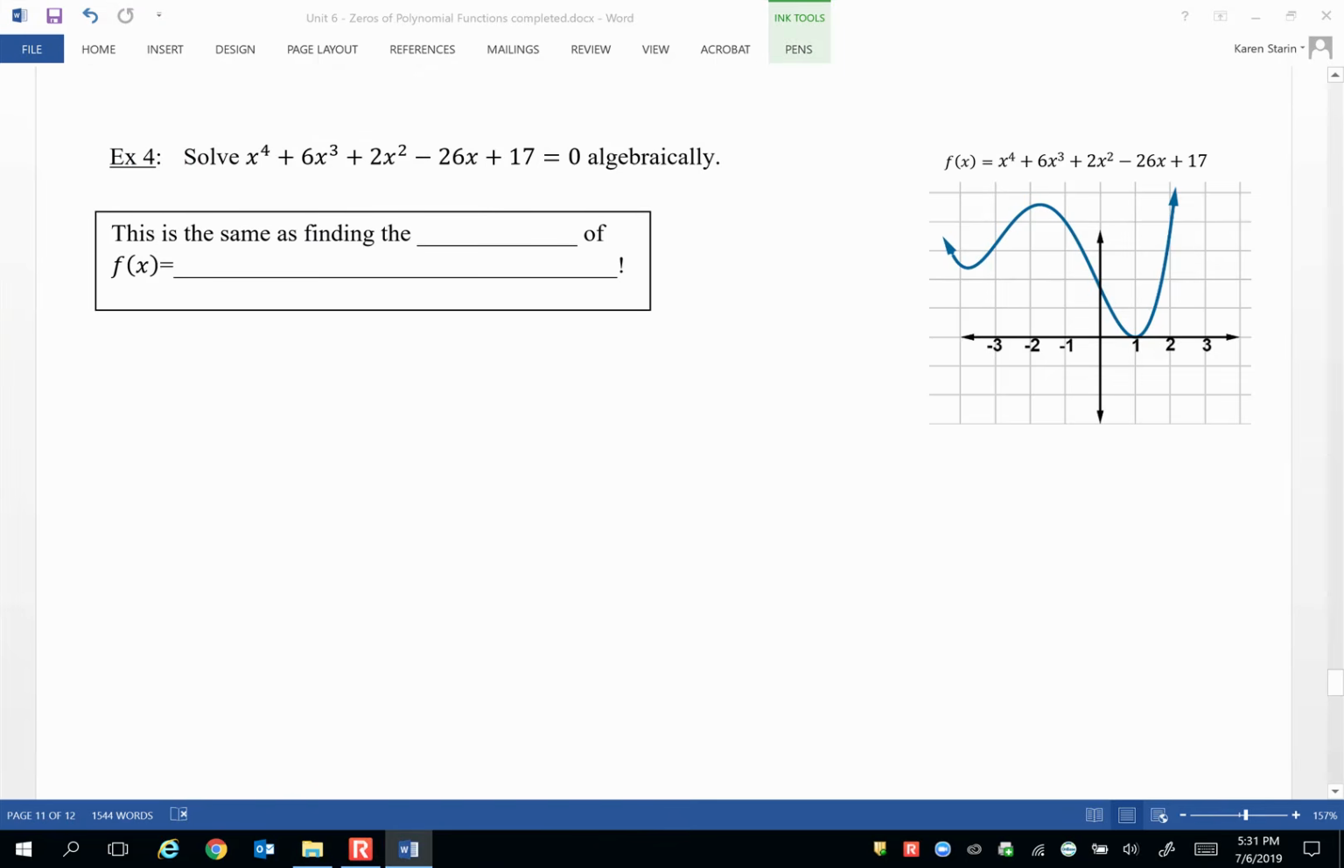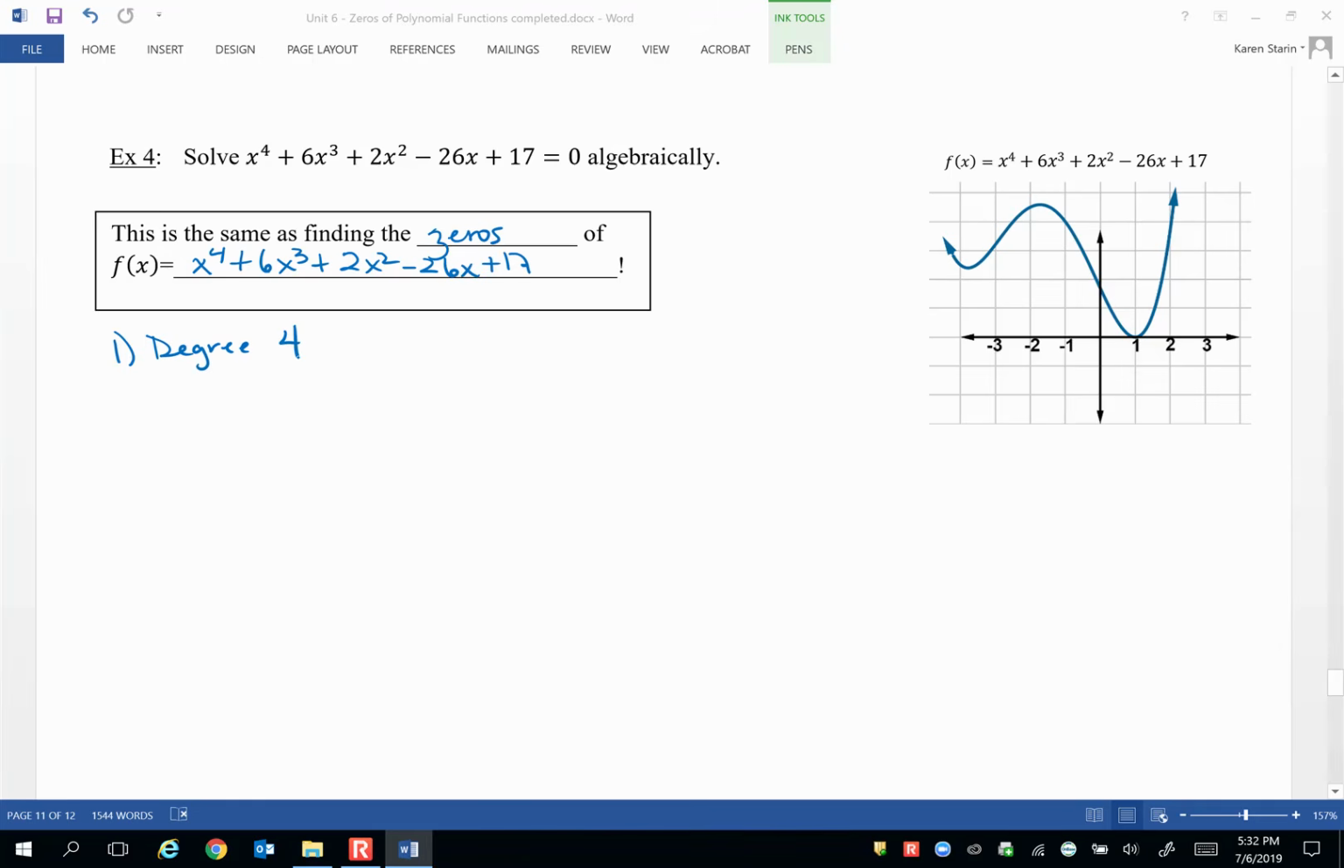Example 4. Solve x to the fourth plus 6x cubed plus 2x squared minus 26x plus 17 equals 0 algebraically. Well, that's the same as finding the zeros of the function that is x to the fourth plus 6x cubed plus 2x squared minus 26x plus 17. So the first thing we'll do is note the degree. It's 4. So we know we have 4 total zeros.